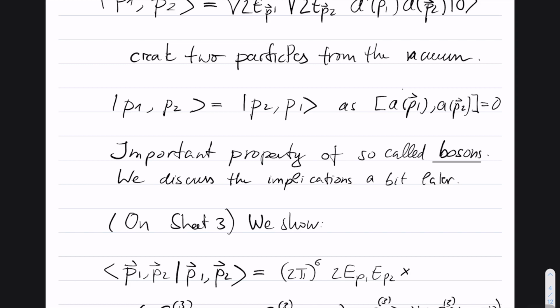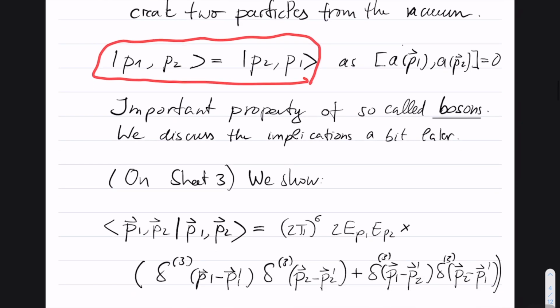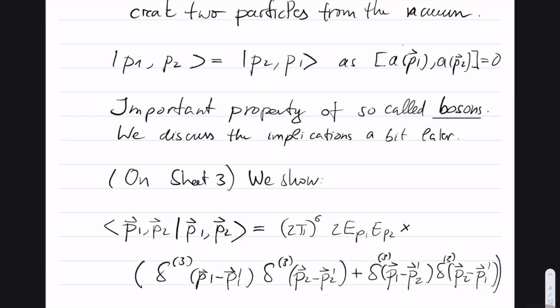So we can flip the position of the particles, so p1, p2 can be exchanged to be p2, p1 by just flipping the order of the operators here, and the state will be the same. So permuting 2 particles for this type of particles that we are studying now doesn't change the sign of the wave function. This is called the Bose symmetry. Those particles are called bosons. We will discuss the implications of this symmetry a bit later.